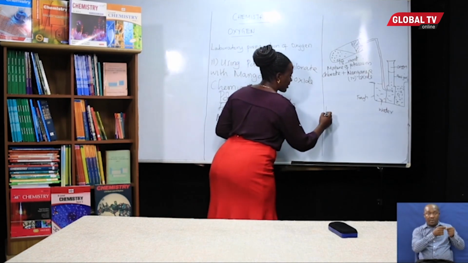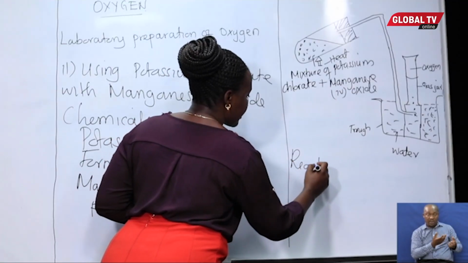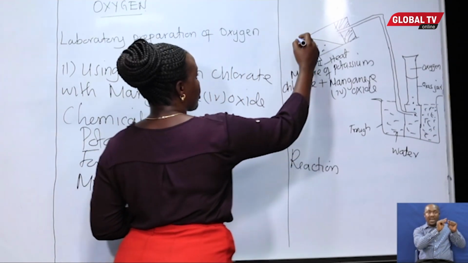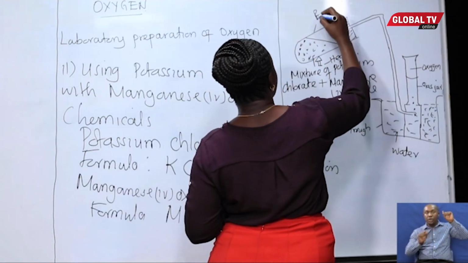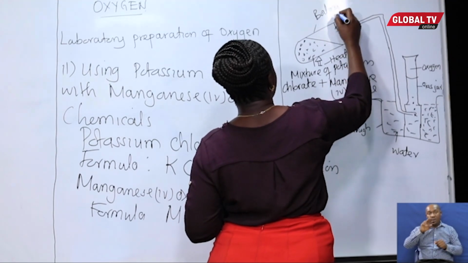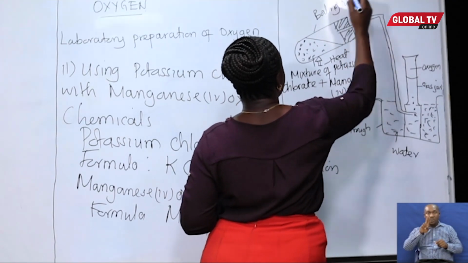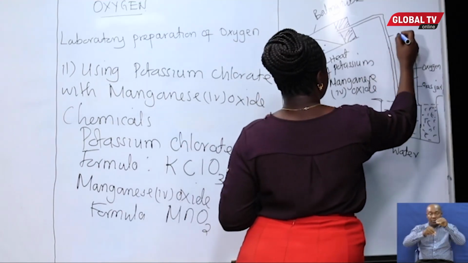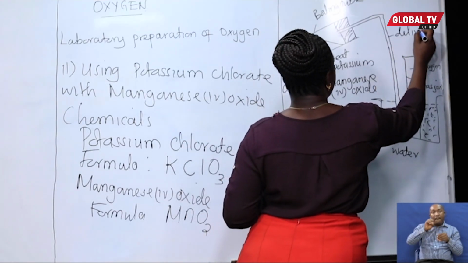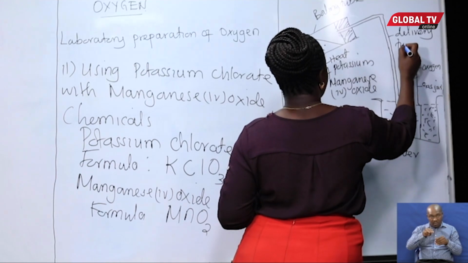What is the reaction taking place in the boiling tube? This is called the boiling tube. So the reaction is taking place within the boiling tube. This is the delivery tube to deliver the gas. Delivery tube.